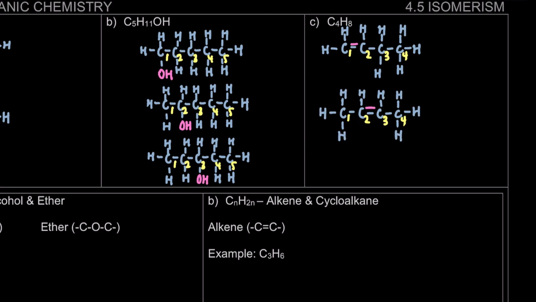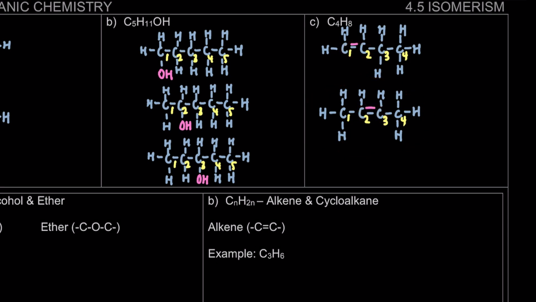Again, for the positional isomer, the longest carbon chain is still the same, but the difference is the position of the functional group. In this case, the functional group is the carbon-carbon double bond. Isomer means that we have the same molecular formula but different arrangement. For example, for the first possibility, the double bond is between number 1 and 2. The second possibility is between carbon number 2 and 3.